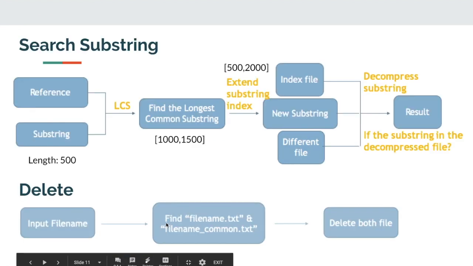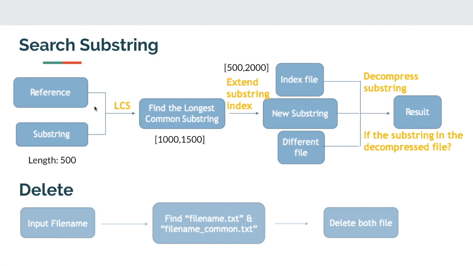After the basic features, we also want to introduce some ideas of our possible features. For the substring search, we try to find the longest common substring of the reference file and the input substring, and we want to extend the index range. This might be a little confusing, so let's do an example. In the reference file, if the index of the longest common string is 100 and 1000 and 1500, and the substring length is 500, we will extend the substring index to 500 to 2000.